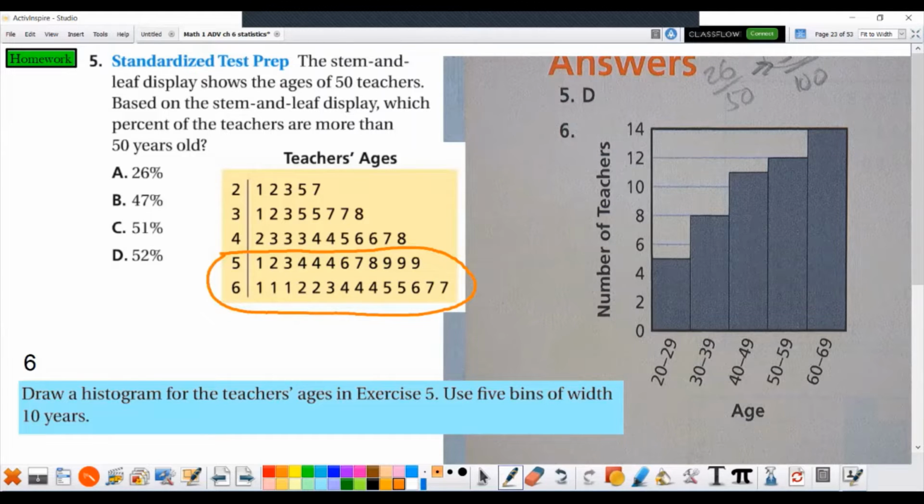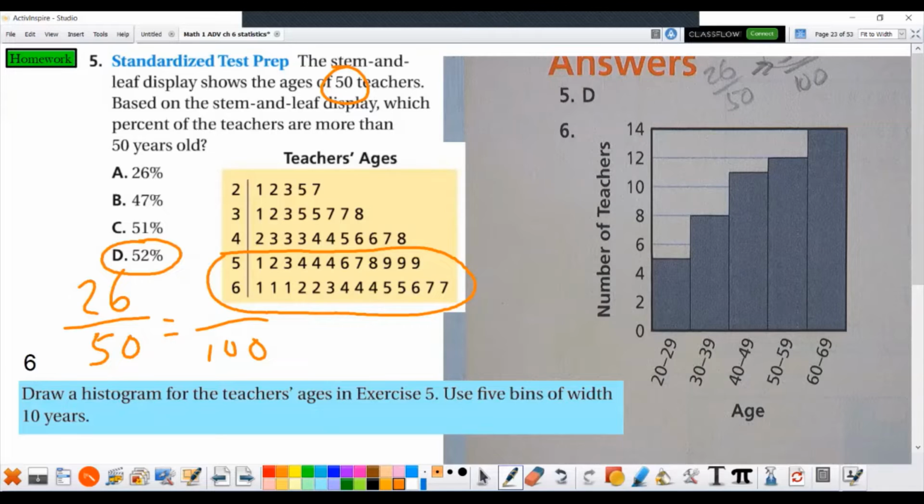When I counted them all up, I counted 26 teachers out of 50 teachers. 26 out of 50, what is that out of 100? If I double it, that's 52%. So the answer was D.